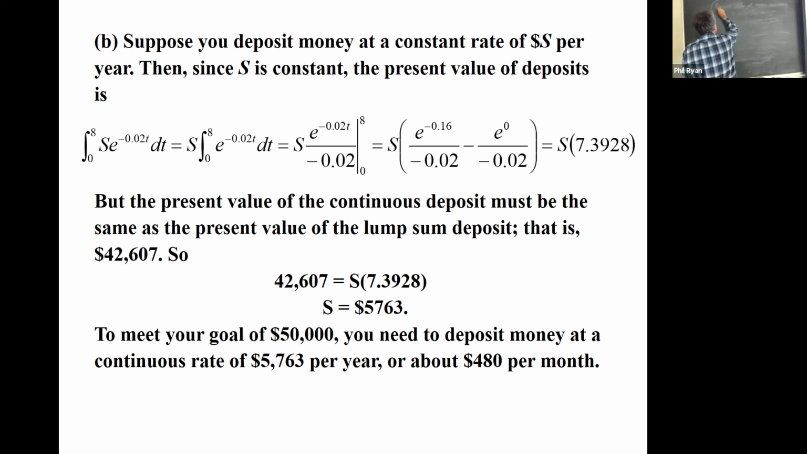So to answer part A, if I want $50,000 in 8 years, I've got to invest something now. So I'll call that a P because it's present, and it's going to grow at the interest rate of 0.02, but it's going to be over 8 years. So that's e to the 0.16. So P is going to equal 50,000 divided by e to the 0.16.